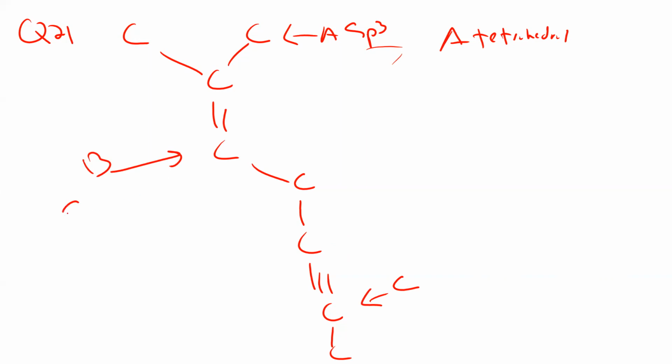B, this is sp2, you have that double bond. This is going to be trigonal planar. And C right here is going to be just your sp, and that's going to be linear. So that's 21.